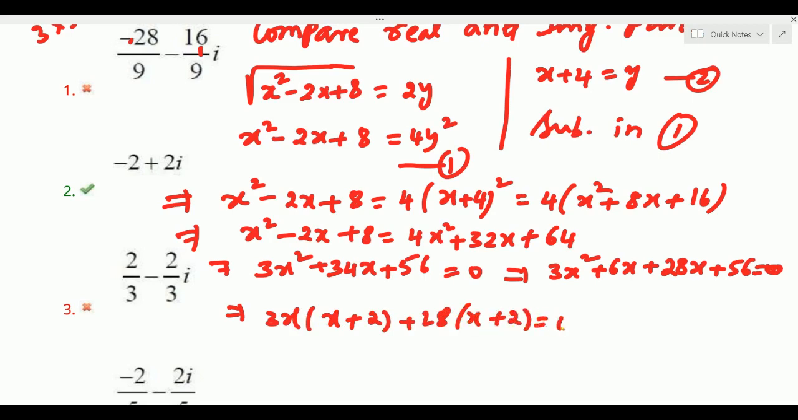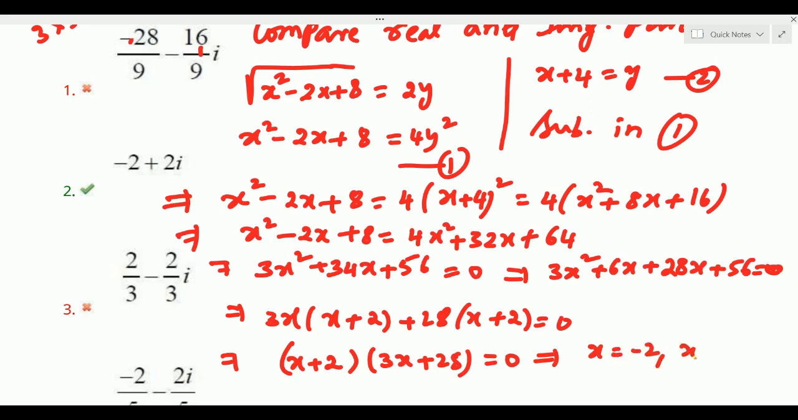Okay? So what is common among those two? We can take x plus 2 common out. X plus 2 is common. X plus 2 into 3x plus 28 is equal to 0. 3x plus 28 is equal to 0. Okay now? So what are the values of x? The x values we got are x equals -2 and x equals -28/3.